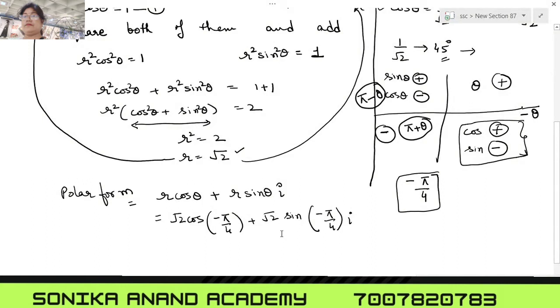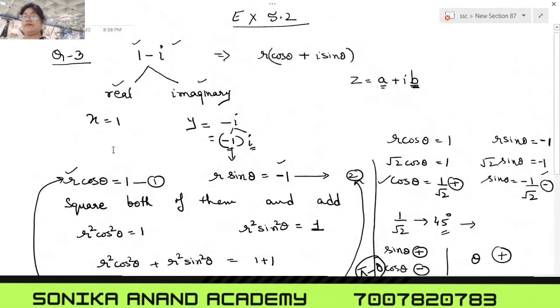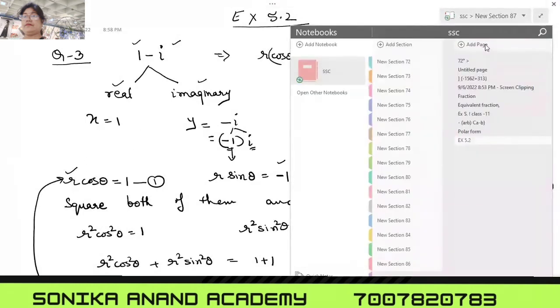Now the question number 1, because now you understand. Before question number 1, I take question number 4 because it is on the same pattern. Here we have 1 minus i. In question number 4, we have minus 1 plus i. These are of the same pattern. So firstly, I will take question number 4.